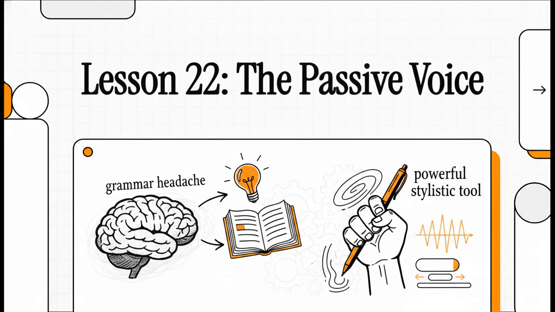Today, we're taking a concept that gives, honestly, a lot of people a massive grammar headache, and we're completely decoding it. We are talking about Lesson 22, the passive voice. Now, we aren't just going to look at this as some dusty old grammar rule you have to memorize. No way. We're going to see it for what it truly is, a remarkably powerful stylistic tool that literally changes how a reader experiences your writing.